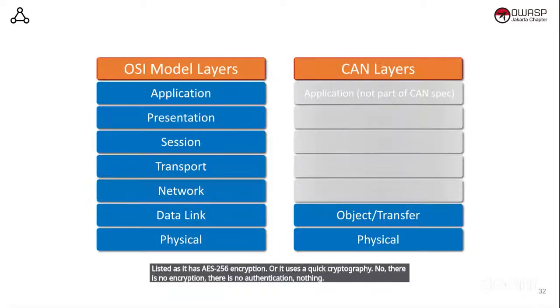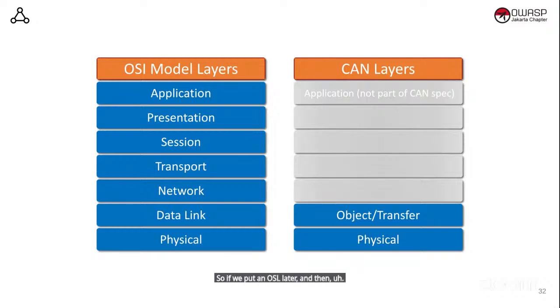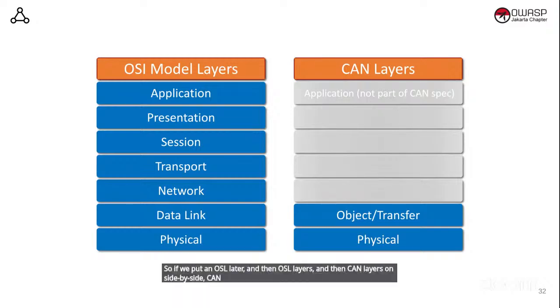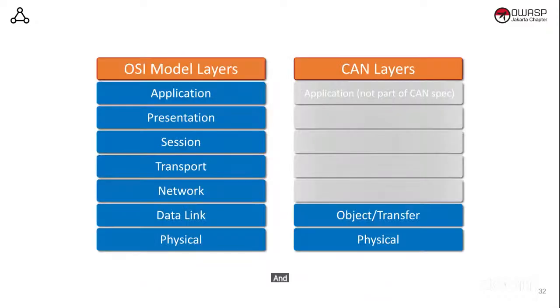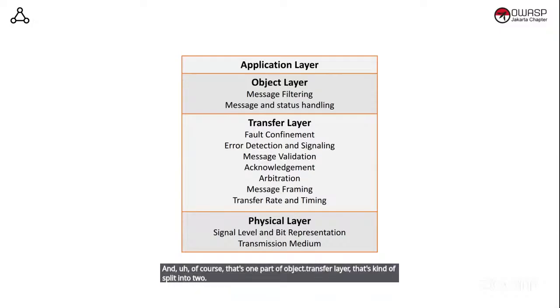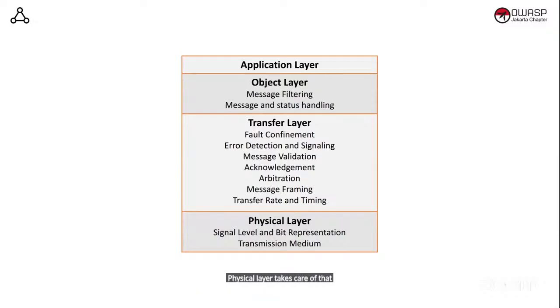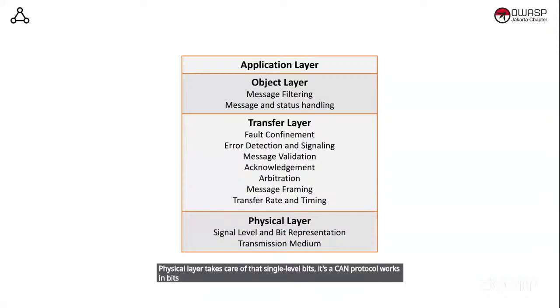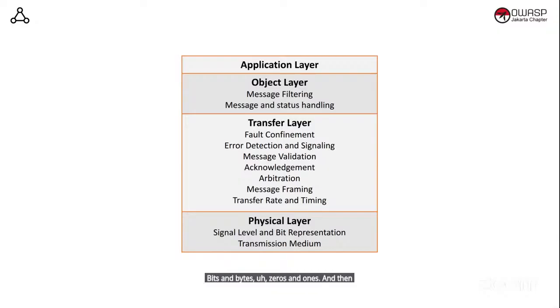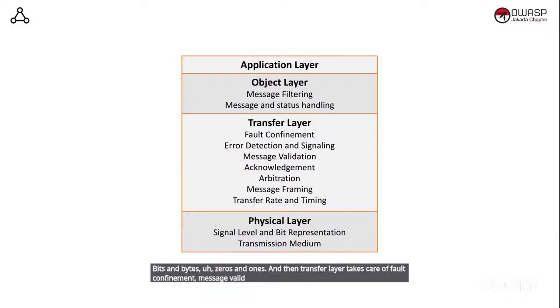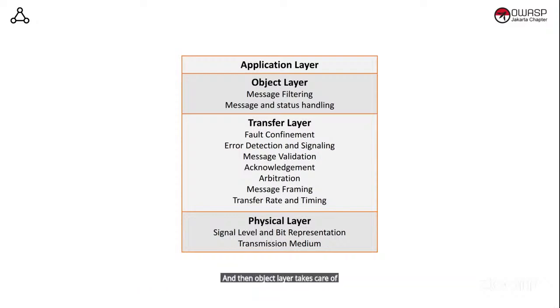So if we put the OSI layers and the CAN layers side by side, CAN works on the physical and data link layers. There is nothing else apart from that. There is no network, transport, session or presentation layer. The data link layer is split into two parts. The physical layer takes care of the single-level bits. So CAN protocol works in bits. Of course, every protocol works in bits and bytes, zeros and ones. The transfer layer takes care of fault confinement, message validation, message acknowledgement, arbitration, etc. And the object layer takes care of message filtering and such.